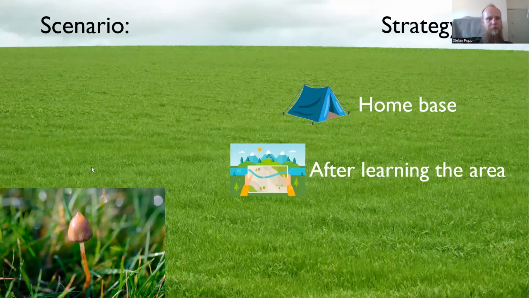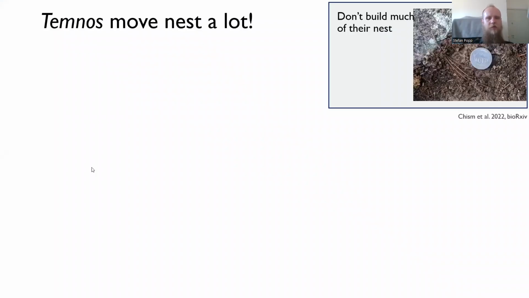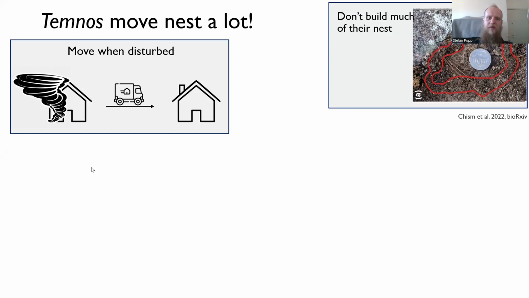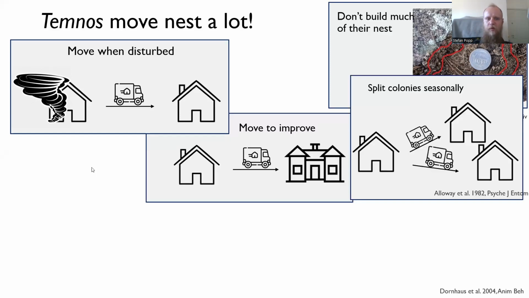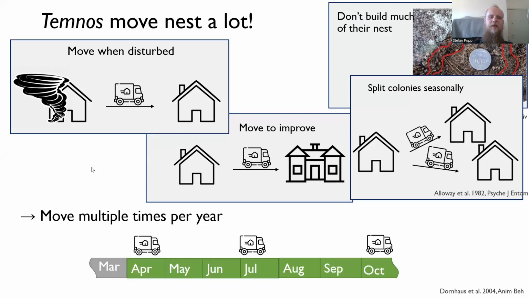And this is an ecologically relevant question because Temnothorax move their nest a lot, so they don't build a lot of their nests. That means that they move any time that this nest is disturbed somehow. They also move into a better nest when they find one around, and they split colonies seasonally. In the spring, they split, and in the fall, they consolidate again. So that means that they move multiple times per year. And every time they move, they have to familiarize themselves with the surroundings to navigate back efficiently and to maybe find resources.